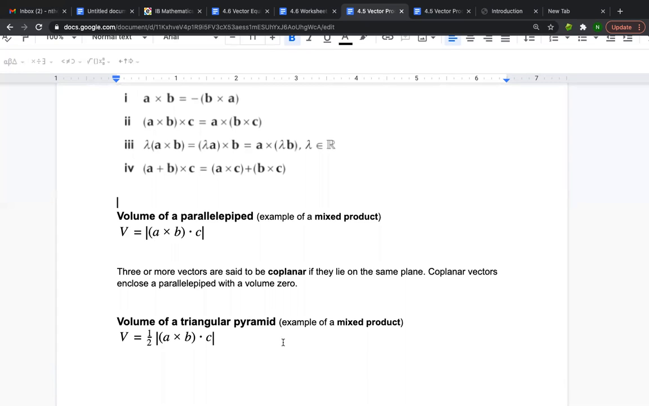Here, this one is definitely not on your formula sheet, but a triangular pyramid is 1/2 of a parallelepiped. I would assume that if IB were asking you these questions, they would give you these formulas, but that's not always a guarantee. So I think it's worthwhile to memorize them or to practice them, or at least know how they're related.